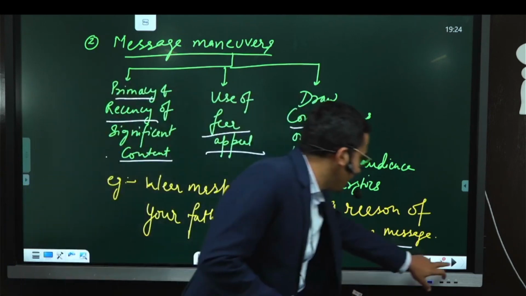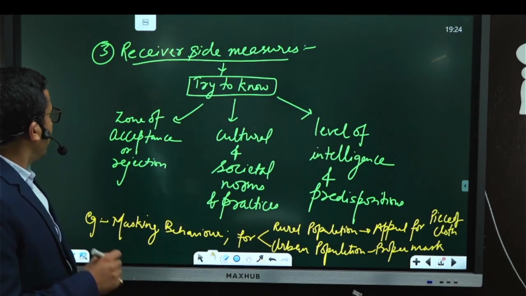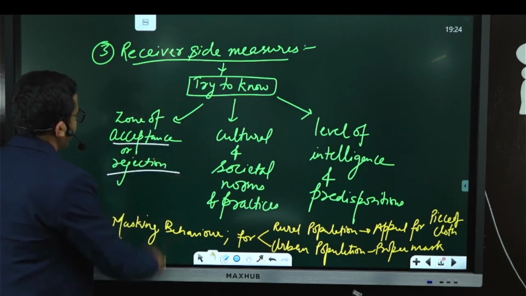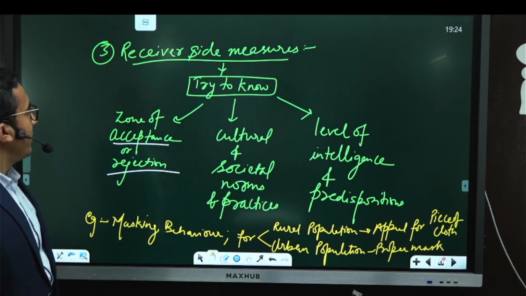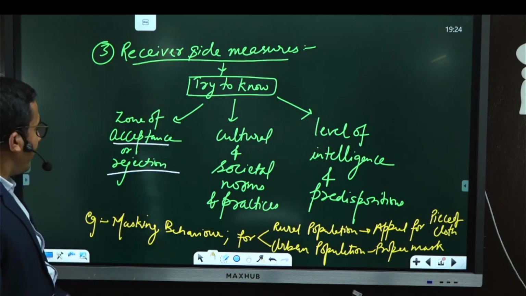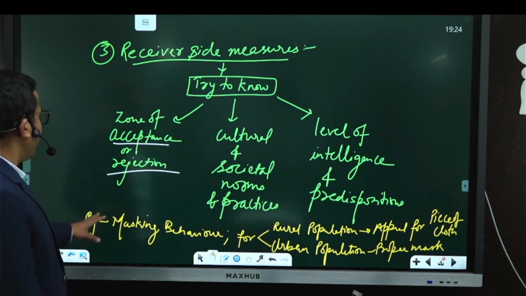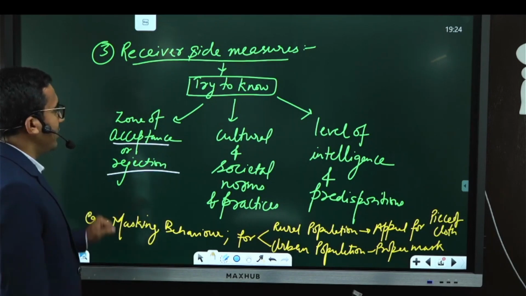And the last aspect is receiver side measures. We should know how much is the zone of acceptance or rejection, how much they accept. Like for the people, if we keep on saying there will be a 24-hour curfew for one month in corona, nobody will accept. We should say it will be of 24 hours once a week. Then people can accept that.